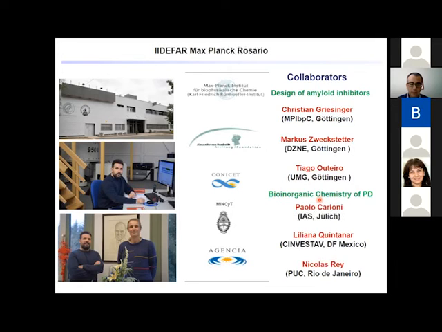Even if there were some works reporting the existence of a tetrameric form of alpha-synuclein, several research groups, the main groups working in the structural biology and biophysics of alpha-synuclein, were not able, and I include my group, to detect the tetrameric form of alpha-synuclein.